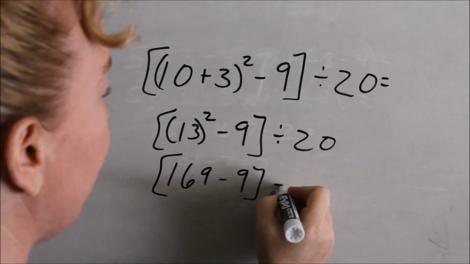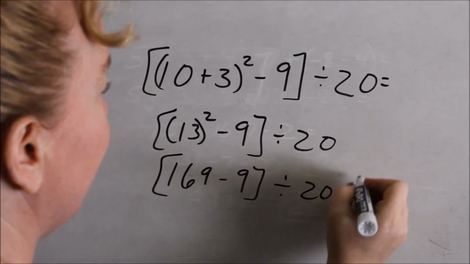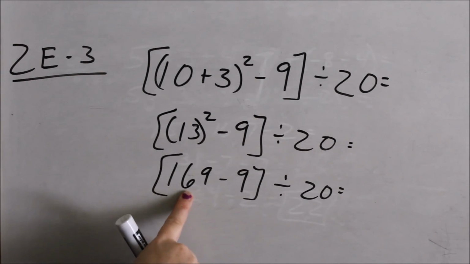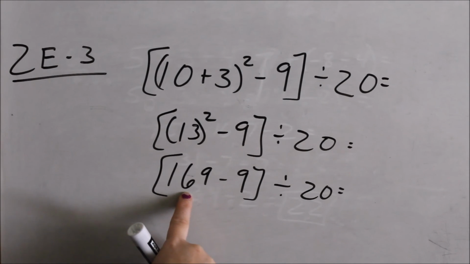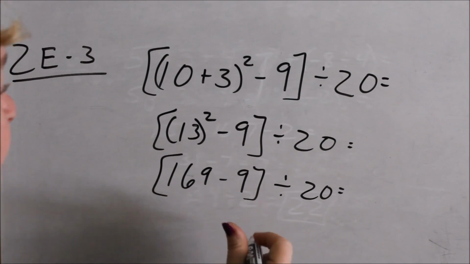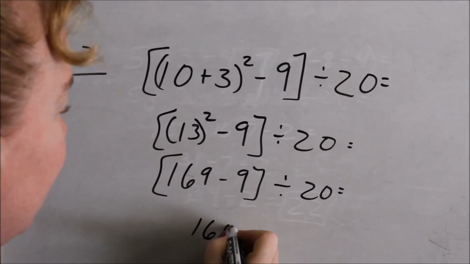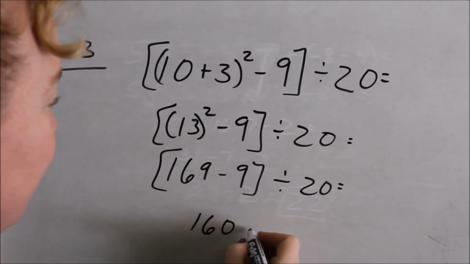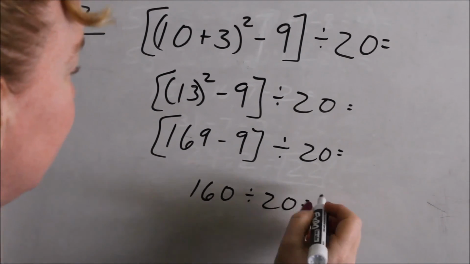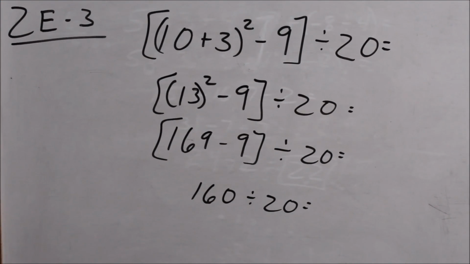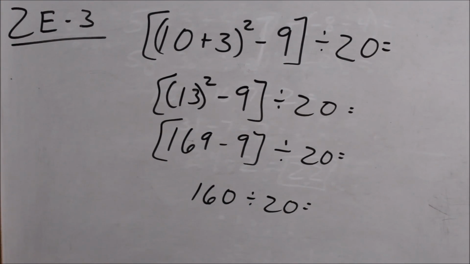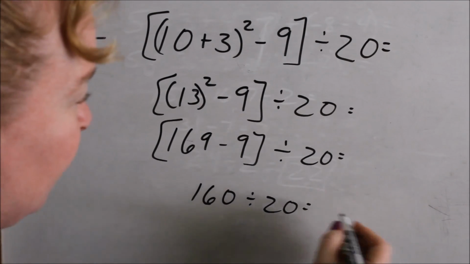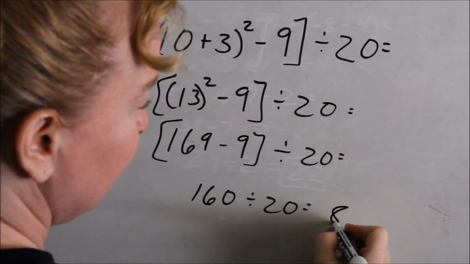Do not lose those brackets until you have taken care of that. Now you can do this. Brackets is just like parentheses. Still doing parentheses and exponents first. 169 minus 9, 160. Now we don't have to have the brackets anymore because we did everything that's inside them. Divided by 20. 160 divided by 20, 8.